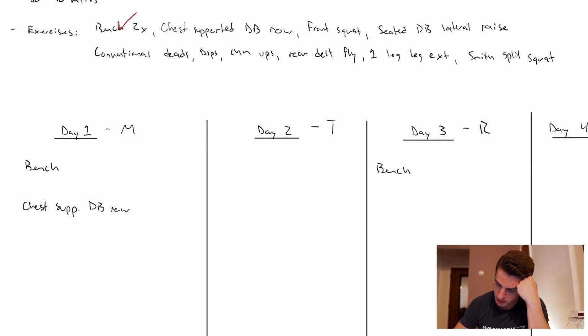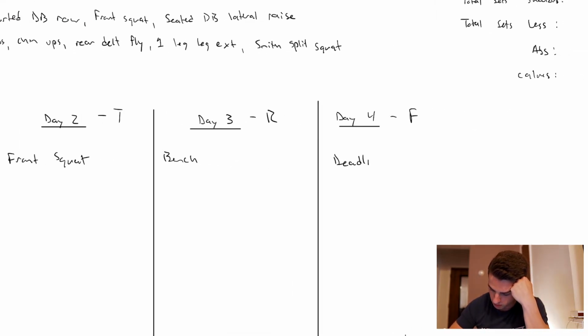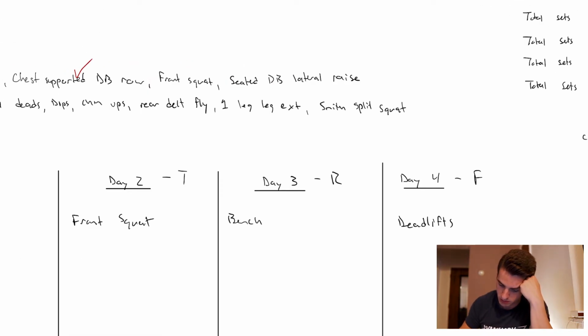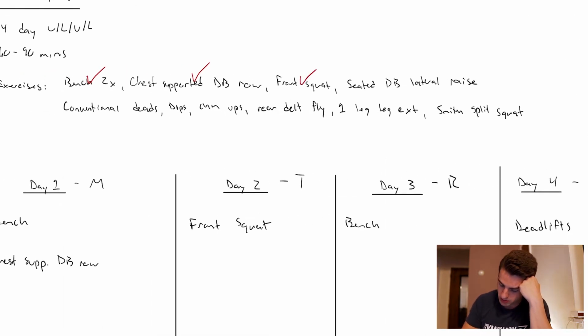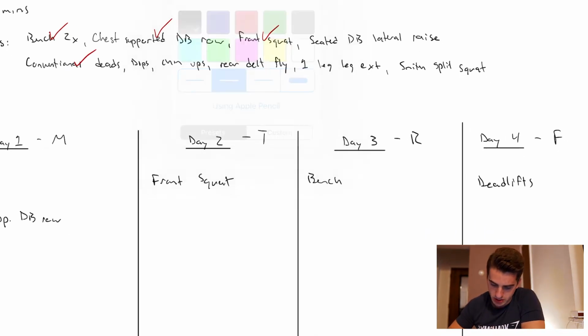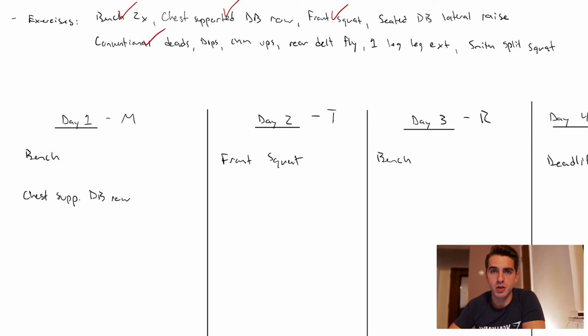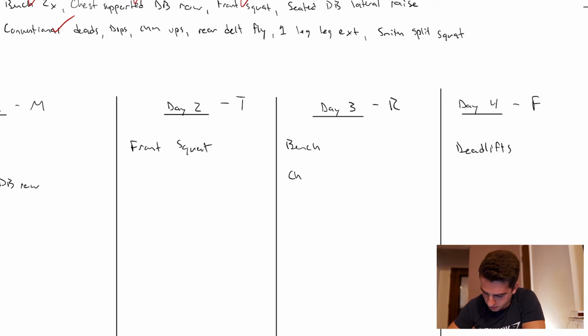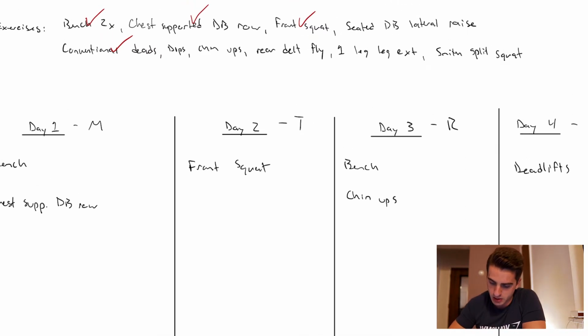Okay, let's see. We can go front squats on day 2. And then I want deadlifts on day 4. Okay, so that takes care of this one. We got front squat, and then we also got conventional deadlifts. Since on Monday we have our chest supported dumbbell row, which is a horizontal pull movement, I'm going to put chin-ups on day 3, because that is a vertical pull movement. Remember, we want at least one of those per week. So we can cross that one off the list.